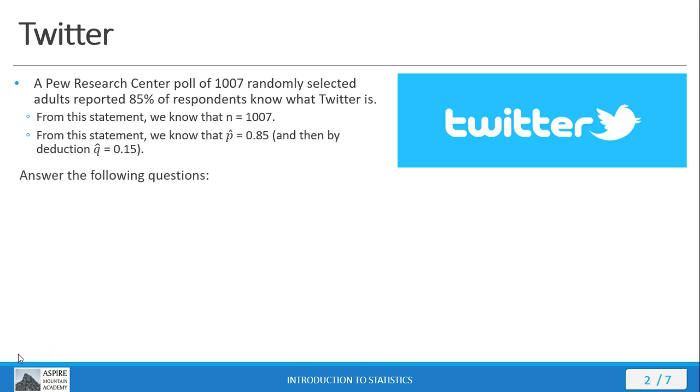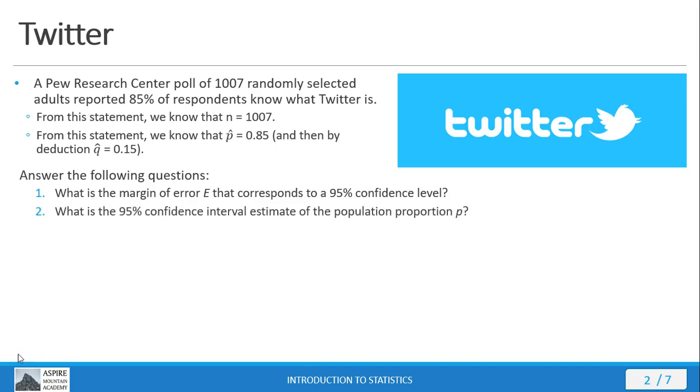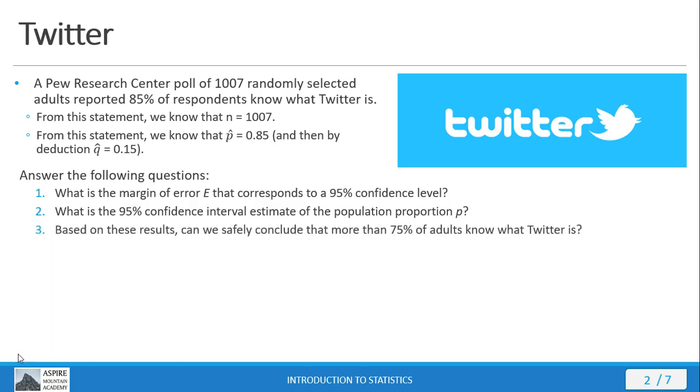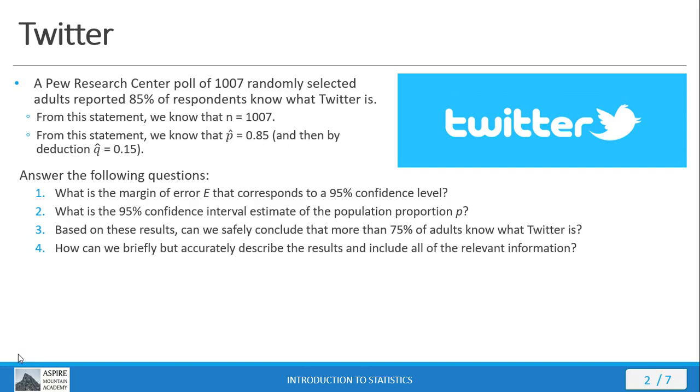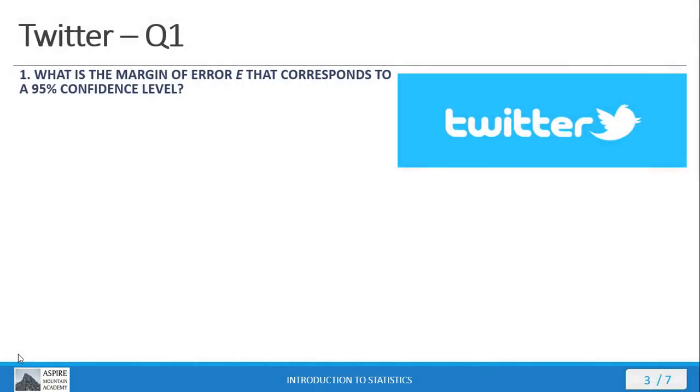With this information, we can answer the following questions. First, what is the margin of error that corresponds to a 95% confidence level? What is the 95% confidence interval estimate of the population proportion? Based on these results, can we safely conclude that more than 75% of adults know what Twitter is? How can we briefly but accurately describe the results and include all the relevant information? So these 4 questions are what we're going to examine in this mini lecture. Let's tackle these one at a time.